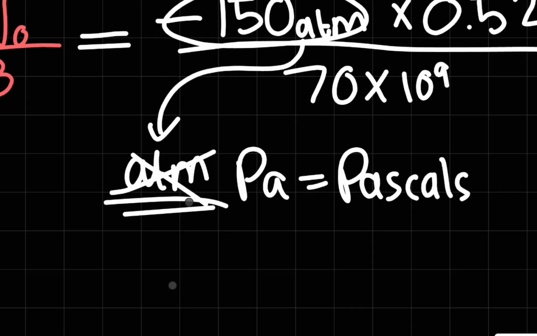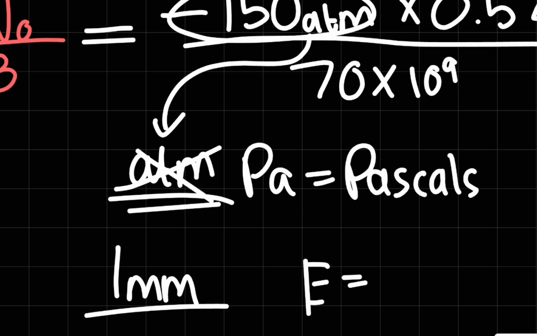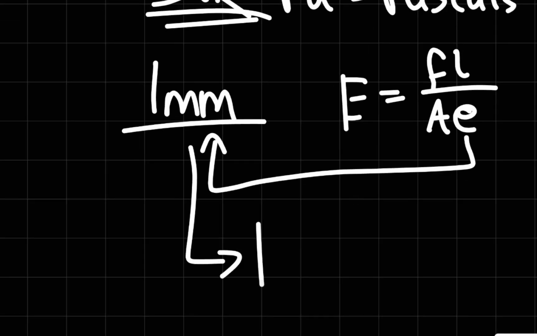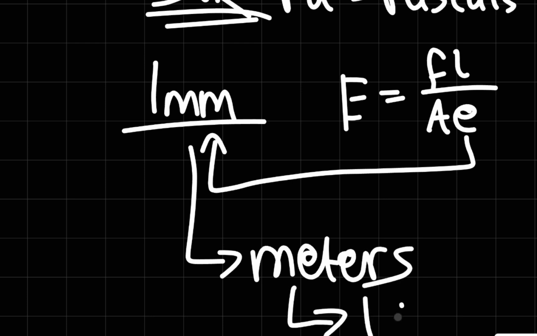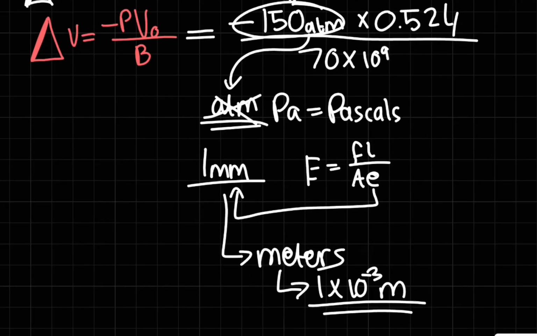It's a bit like saying if you have been given 1 millimeter, you won't use 1 millimeter if you're doing normal modulus, so FL over AE, and if the extension is 1 millimeter, you need to convert the extension to meters instead. So it will be 1 times 10 to the minus 3 meters, and that's what you use. In the same way, we can't use atm, rather we need to use pascals.